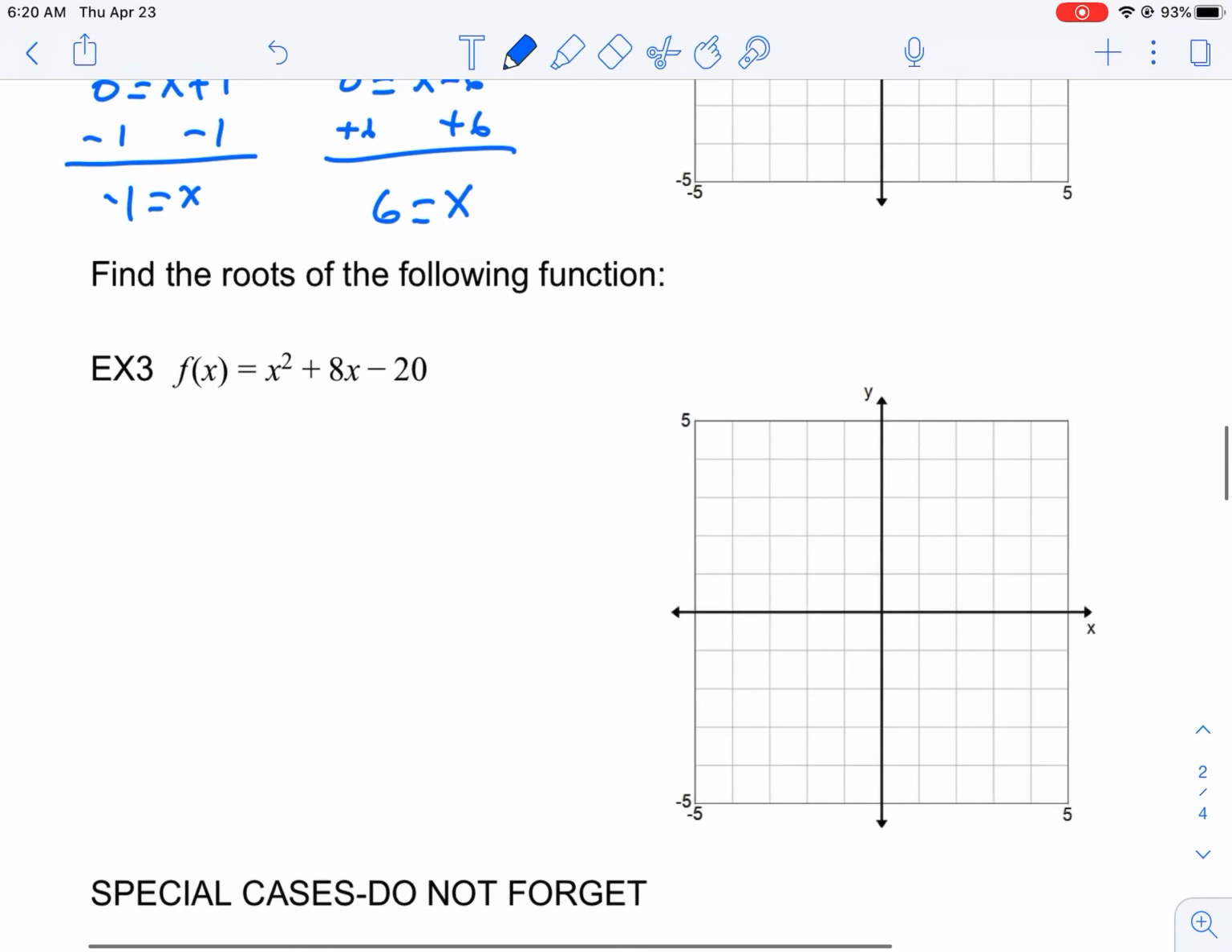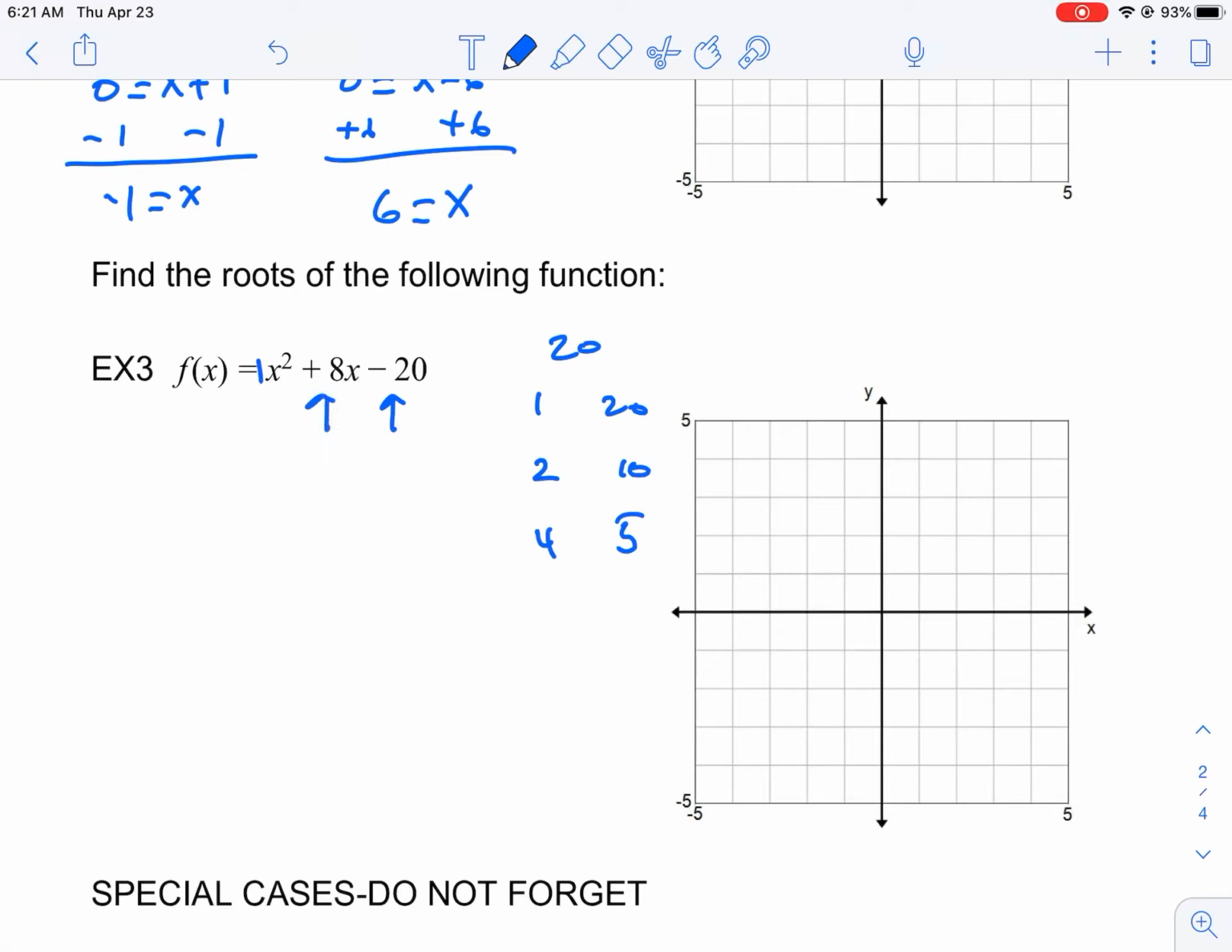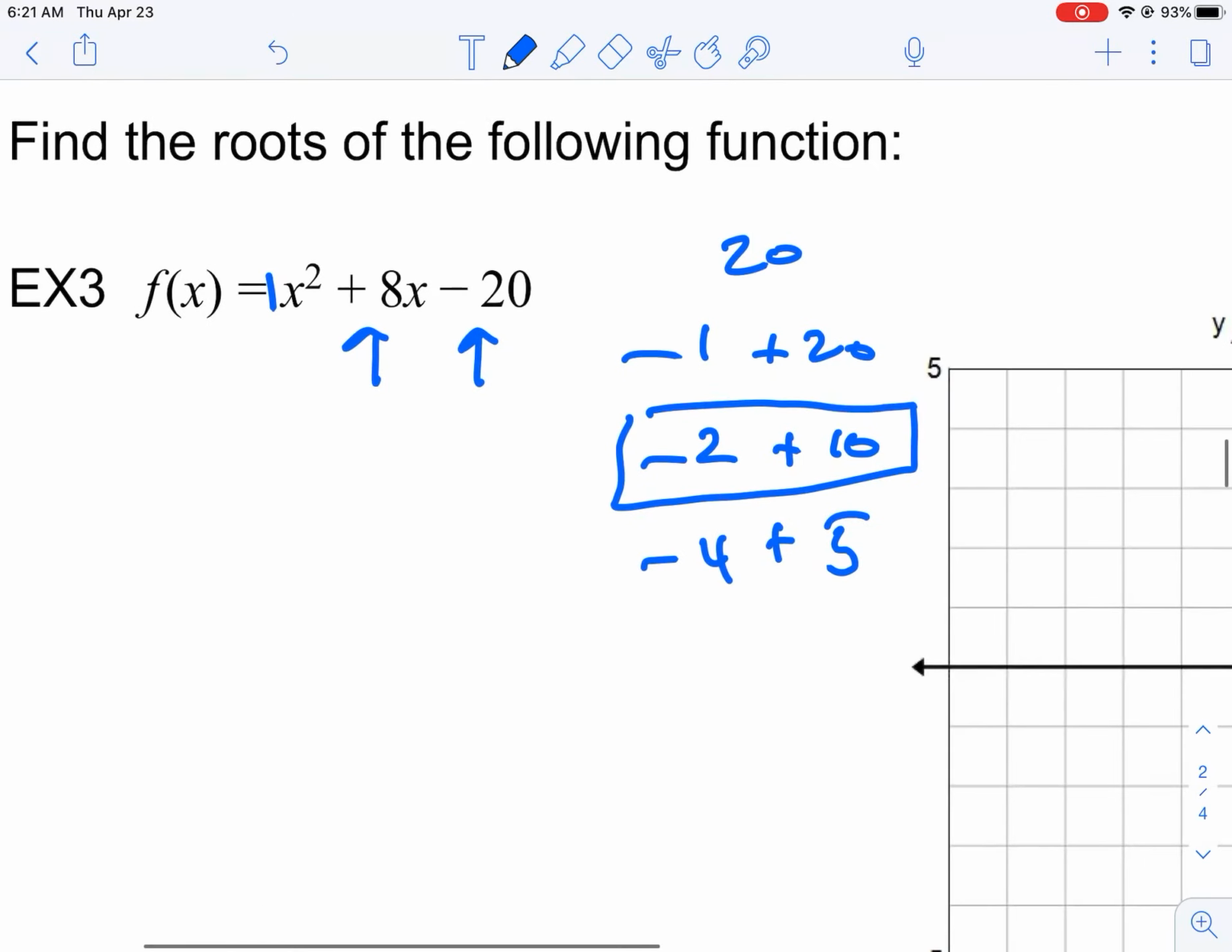And the third one, okay? Let's see what we have here. So again, we have our 1 here. 1 times 20 is 20. So we have 1 and 20. We have 2 and 10. We have 4 and 5. Those are our factors. The signs are different because the last one's negative, but the larger one is positive. So these are all positive, these are all negative. Which two, when added together, give you positive 8? Right here.